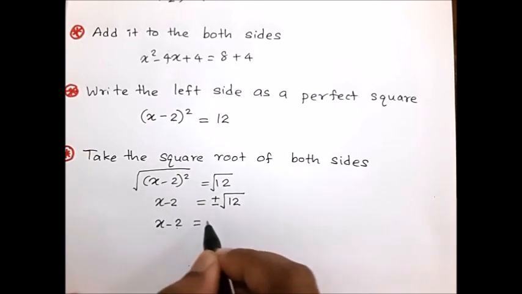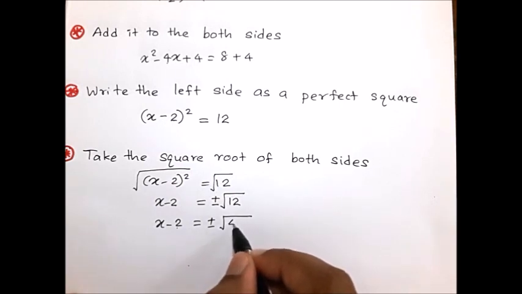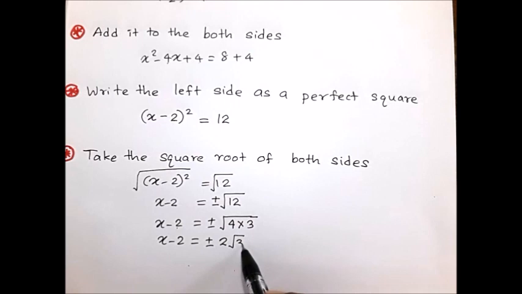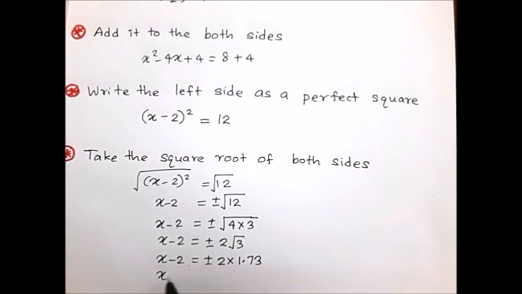X minus 2 equals, first arrange this one as a surd. Write this as a product of a square number and another number. Here the square number is 4. Now you can take the square root of it. The square root of 4 is 2, then square root 3. Now you can substitute the value of square root 3 here. The mathematical operation in between these two is multiplication. The value of square root 3 is 1.73. Then x minus 2 equals, multiply these two values, it is 3.46.